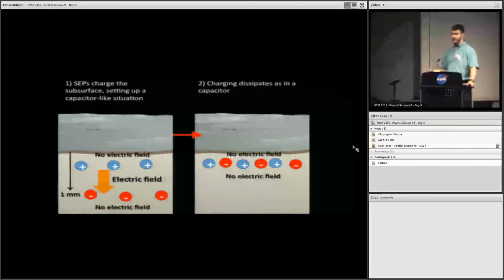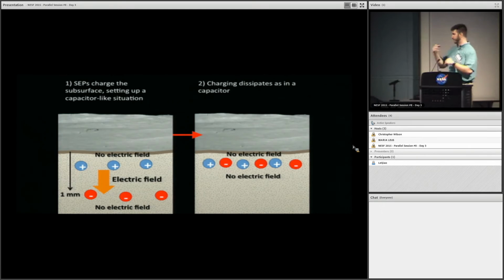And then over time, the charging dissipates, just like in a leaky capacitor, where the regolith is both the capacitor, keeping the charges separate, but it's also a resistor too, so the charges are flowing through. And then eventually you get no electric field at all.